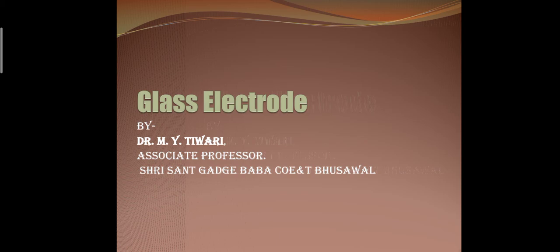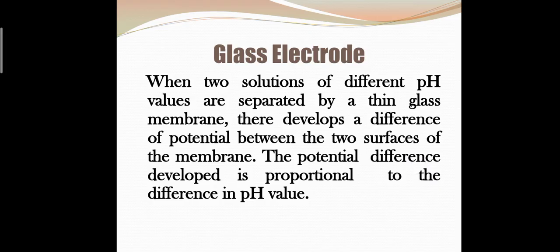Good morning, students. In this session, we will be studying the glass electrode. What is a glass electrode? A glass electrode is a type of indicator electrode, a simple electrode that is used to determine the pH of a given solution. Now, what is the principle behind this glass electrode?